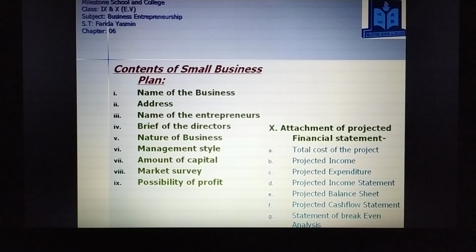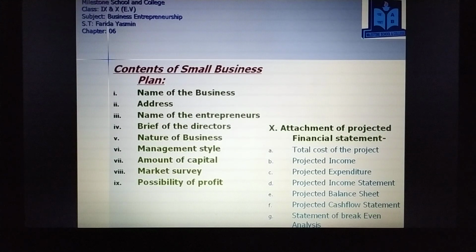Number 5, nature of business. Suppose it's sole proprietorship or partnership or joint stock company, it should be mentioned there. Number 6, management style of the business. Like the management style is single or partnership or joint management, it should be mentioned there. Number 7, amount of capital. Number 8, precise description of market survey, such as size of the market, possibility of future progress, ways to penetrate the market, pricing of the products, etc.